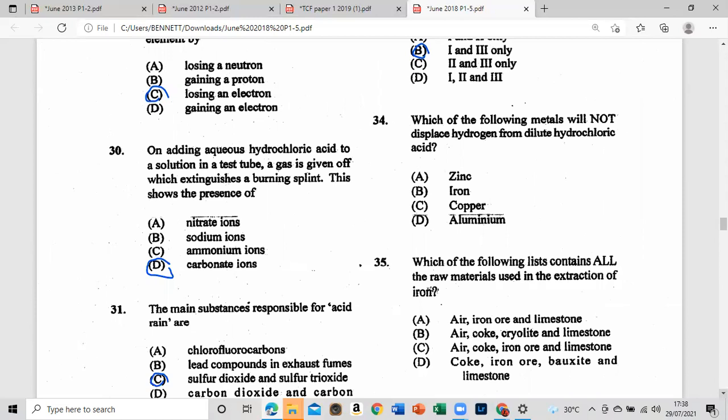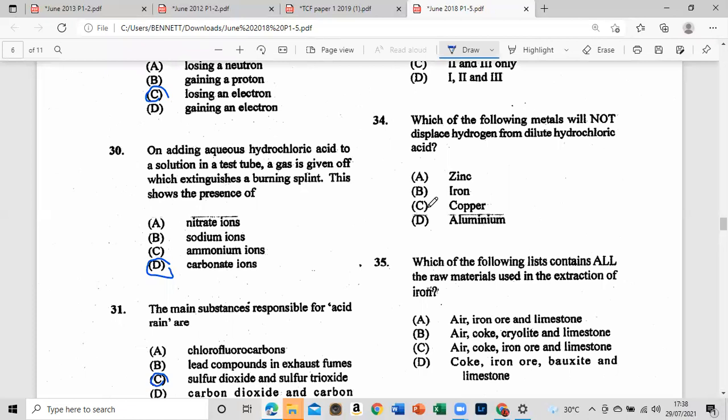34. Which of the following metals will not displace hydrogen from dilute hydrochloric acid? And 34 is C, that is copper.